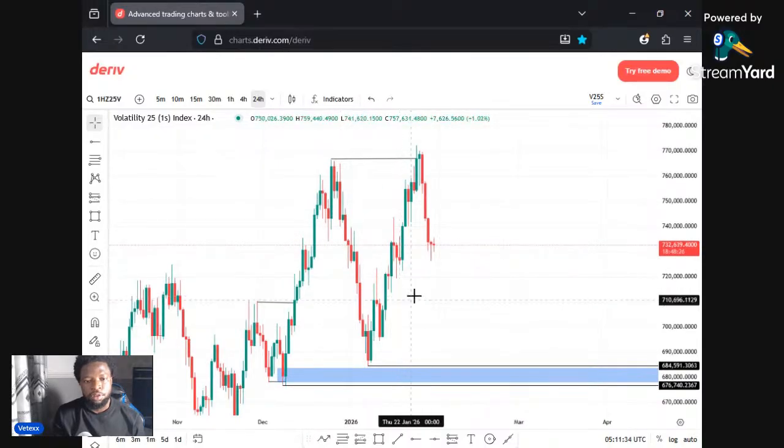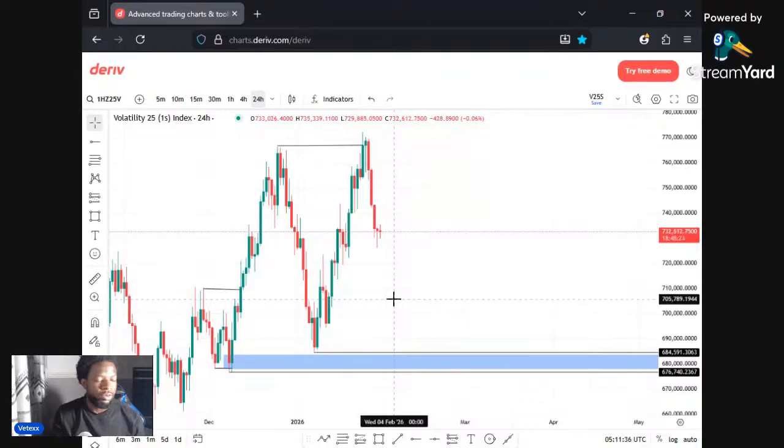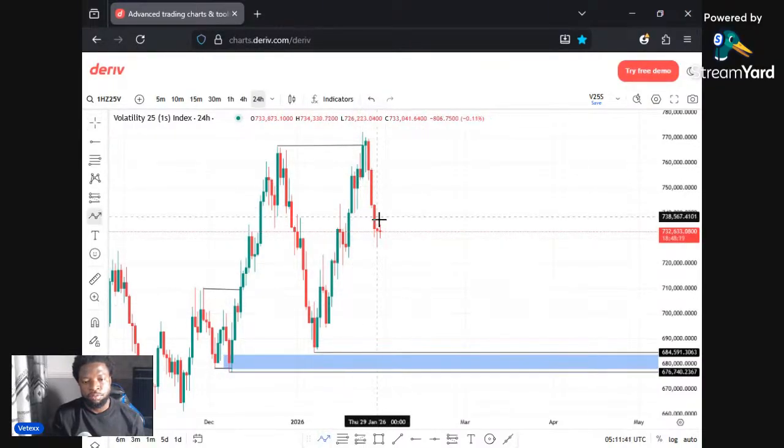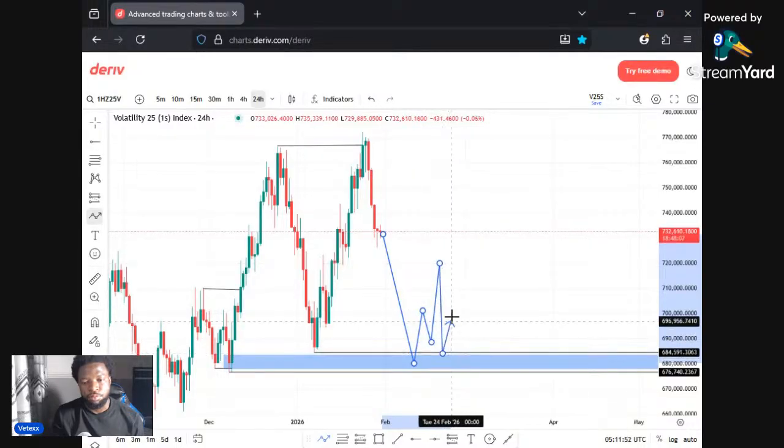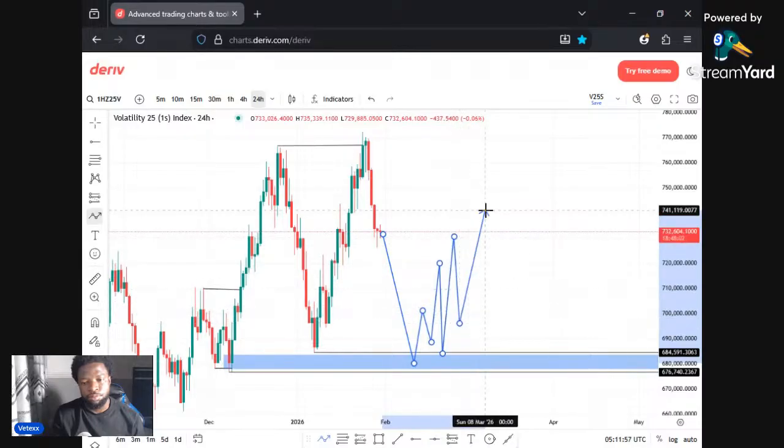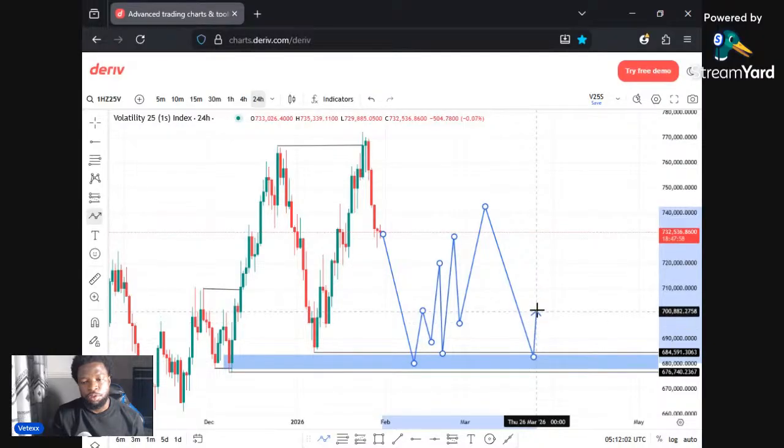Now, what does price have to do? Price will need to come into this zone, like this, and give us a continuation on the 4-hour time frame, which is going to look something like this. And then we'll scale down to the 15 minutes time frame and anticipate a continuation like this.